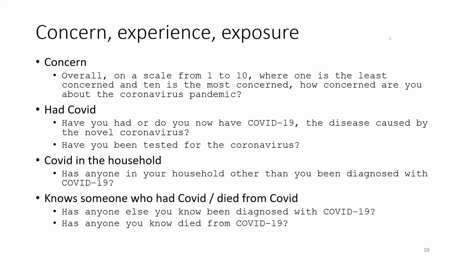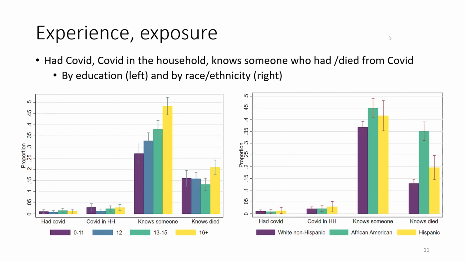So these are the concern and experience questions. One is an overall concern question, scale 1 to 10, and then there are various levels of experience of COVID: whether the respondent themselves had COVID or tested positive for COVID, whether somebody else in the household had COVID or tested positive for COVID. And what we think is going to be very interesting is whether the respondent knows someone who had COVID or someone who had died from COVID. So these are the rates. The left side is by education groups, and the right side is by race and ethnicity.